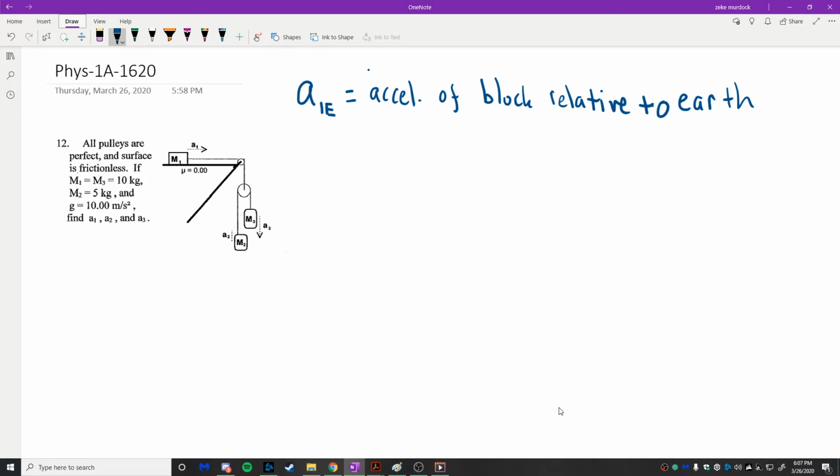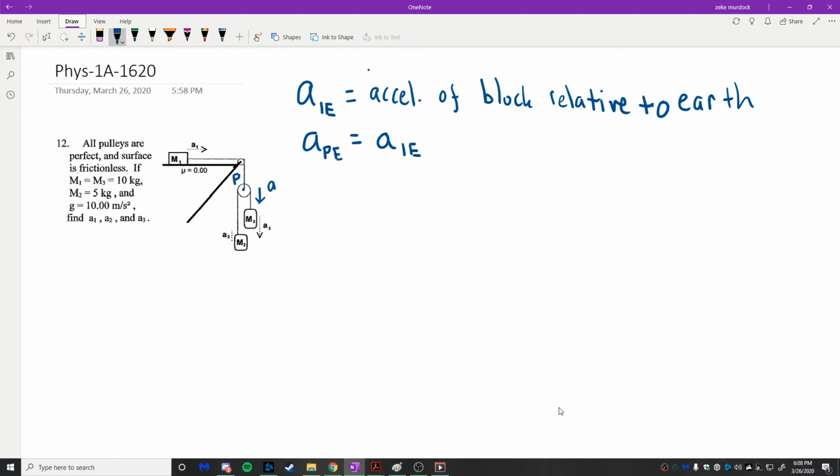And then we're going to identify what these other accelerations represent. You've got A2 right here, and you've got A3 right here. And we've also got a pulley, so we're going to label the pulley as P. The pulley is also accelerating downwards with the same acceleration as A1. The acceleration of the pulley relative to the Earth happens to also be the same as the acceleration of this block, so it's equal to A1E.